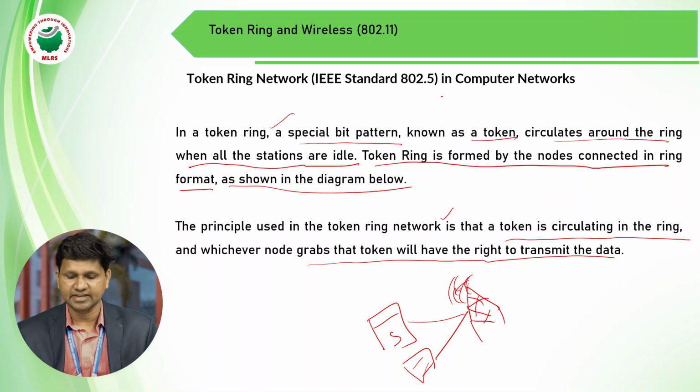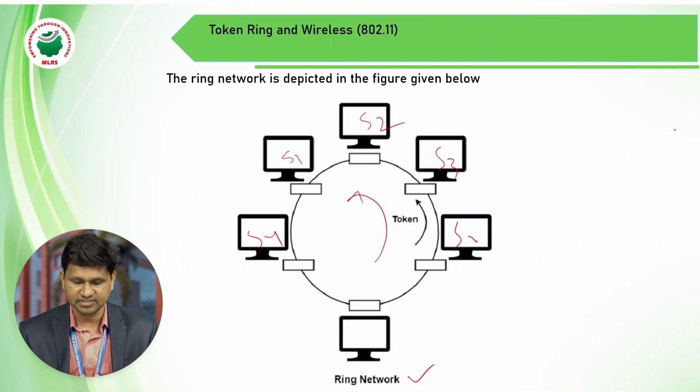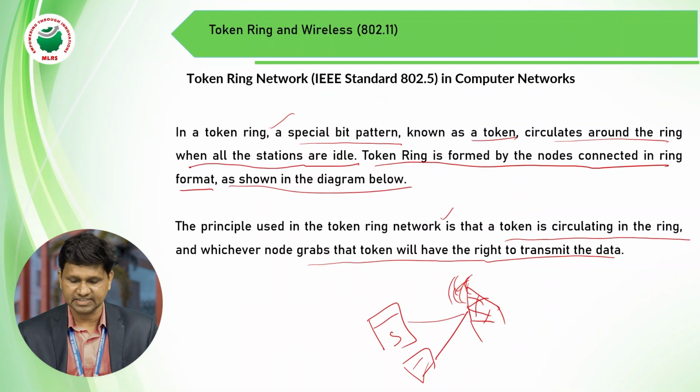Now the token ring network, IEEE standard 802.5 in computer networks. In a token ring, a special bit pattern known as a token circulates around the ring. This one is the ring. Whenever you want to send data, it circulates in the ring format when all the stations are idle. The token ring is formed by the nodes connected in a ring format as shown below, as we discussed earlier.